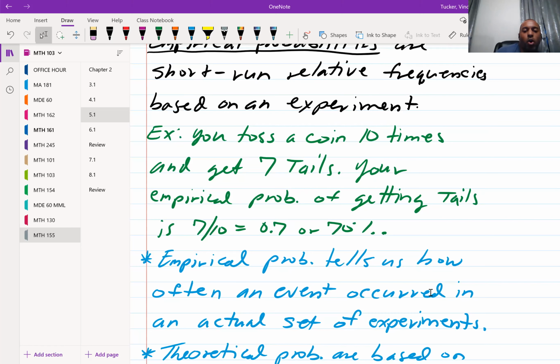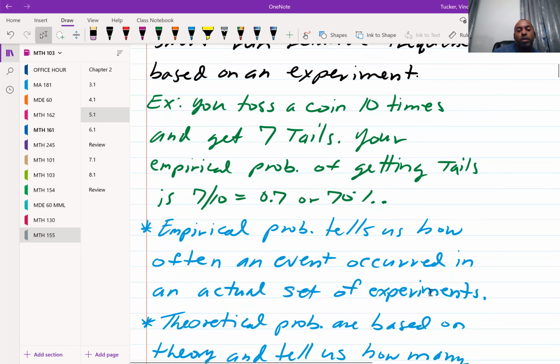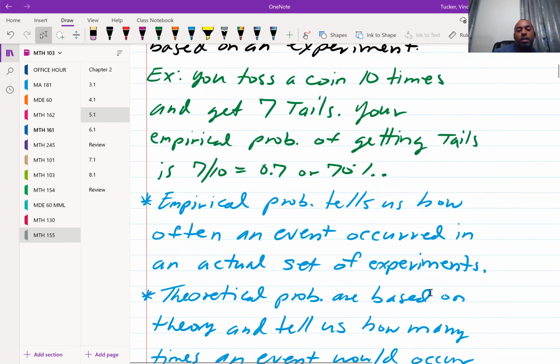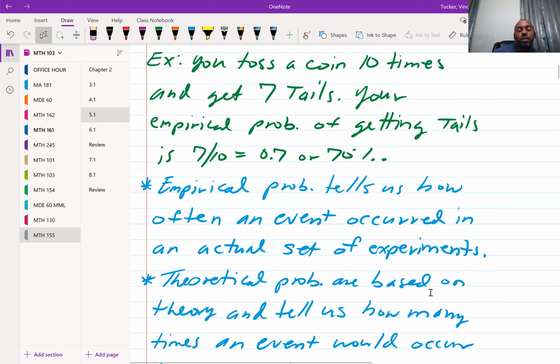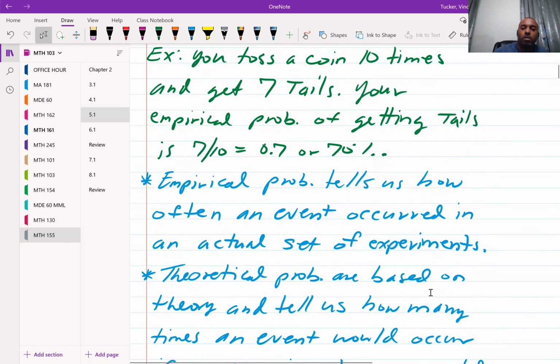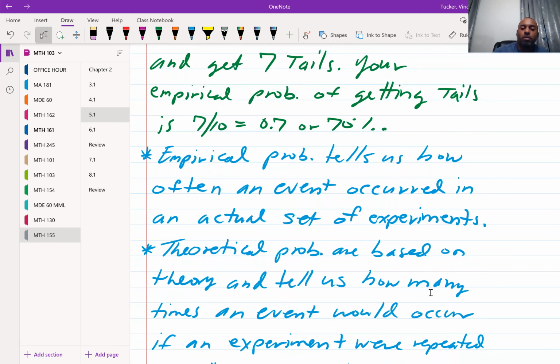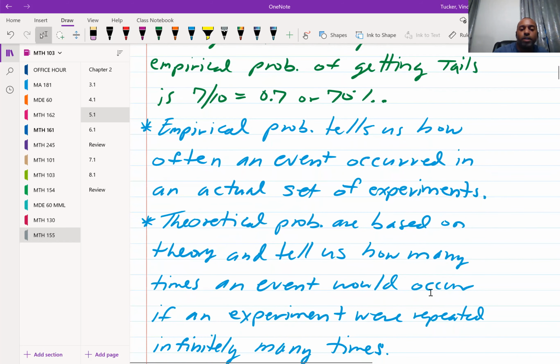Right. Empirical probability tells us how often an event occurred in an actual set of experiments. So in other words, you actually flipping the coin, that's the empirical probability. And theoretical is based on theory. And it tells us how many times an event would occur if an experiment were repeated infinitely many times. Just restating what we said in the previous statements, saying it a little differently, trying to drive the point home.